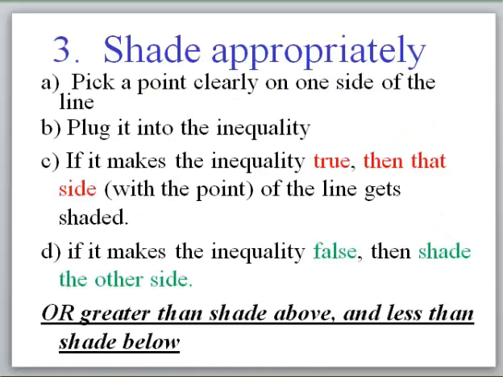Then what you're going to do is you're going to shade appropriately. One way to do that is to pick a point on either side of the line and plug it into the inequality. If the inequality is true, then you shade that side. If the inequality is false, then you shade the other side. Well, here's what I really like to do. I like to think about it this way. If it's a greater than, shade above the line. If it's less than, shade below the line. Those are the two things I like to do.